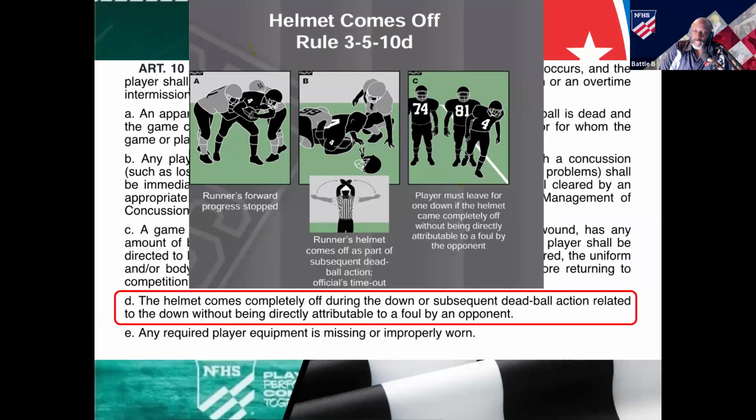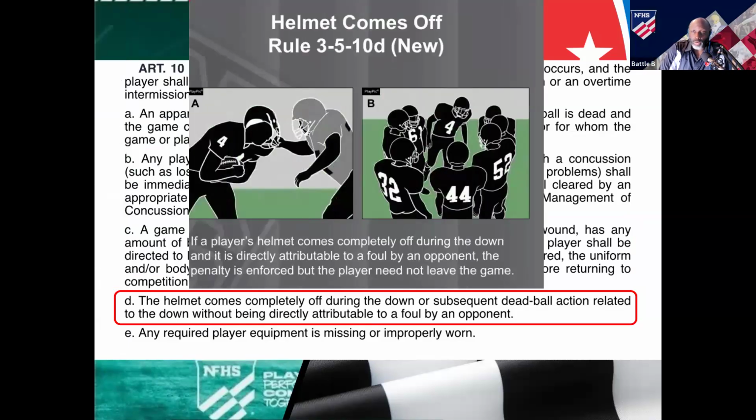So in this diagram, you see the runner was going forward for progress to stop. Helmet came off. He has to go off the field for one play. However, if there's a foul, he doesn't. So if it's a face mask and the helmet comes off, and that contributed to the helmet coming off, the player may remain in the game, and does not have to go out for at least one play. Unless you think it's a concussion or something like that's going on, okay?